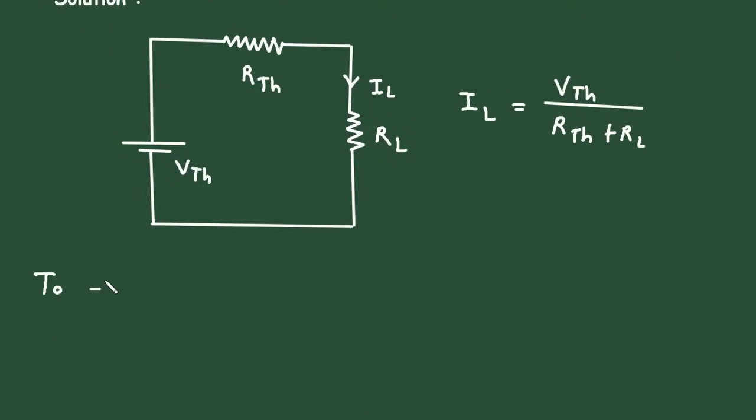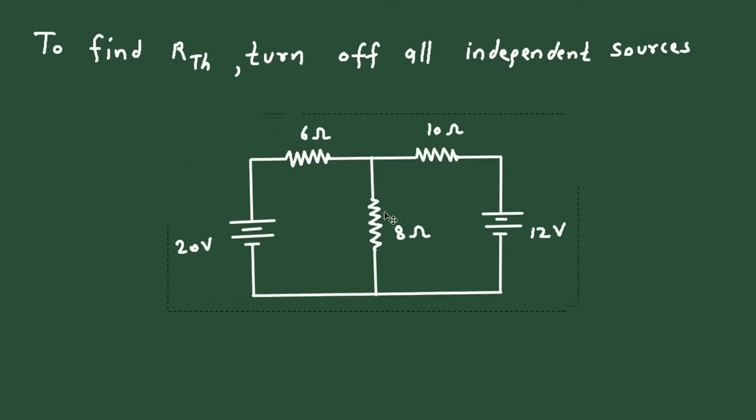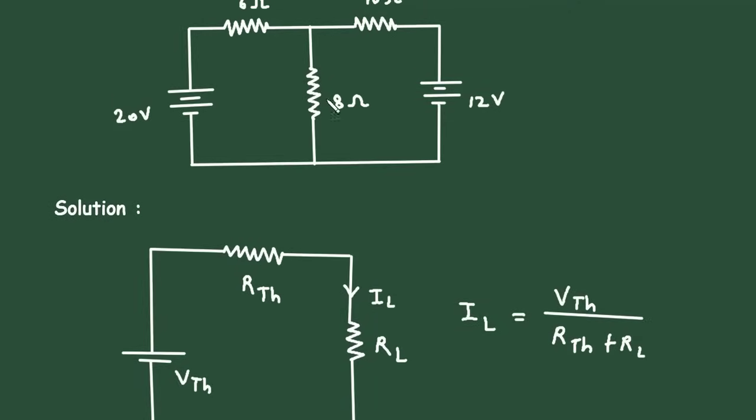So to find RTH, turn off all independent sources. Now let's turn off all the independent sources. So this will be turned off and this will be turned off. We will short circuit them because they are voltage sources. When we turn off a voltage source, at that time it will be a short circuit. And then we have to remove this load resistor RL and now this will be our RTH. Here we can write the value of RL is 8 ohm.